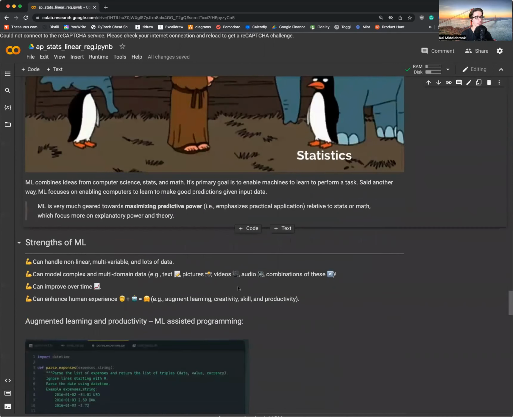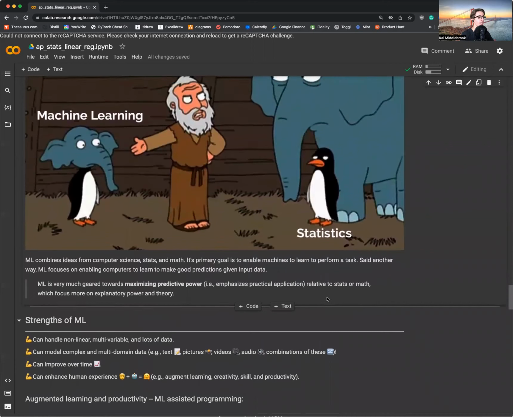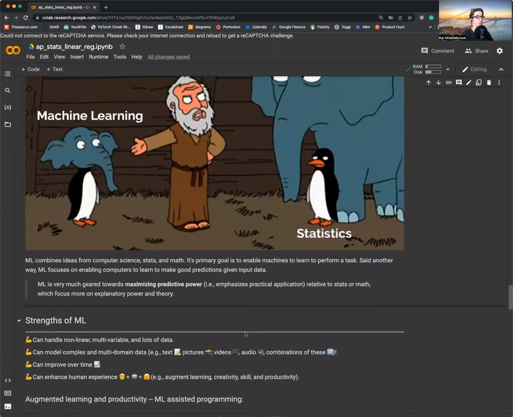So let's talk a little bit about the strengths of machine learning. Machine learning can handle nonlinear data, right? So if our data couldn't be fit by a linear model, that's not a problem for machine learning. There are algorithms that can handle that, no problem. It can handle multivariable data, so more than one explanatory variable. It can handle hundreds, thousands, even millions of explanatory variables. It can handle tons of data. It's able to model complex and multi-domain data, so it can model and learn relationships from text.